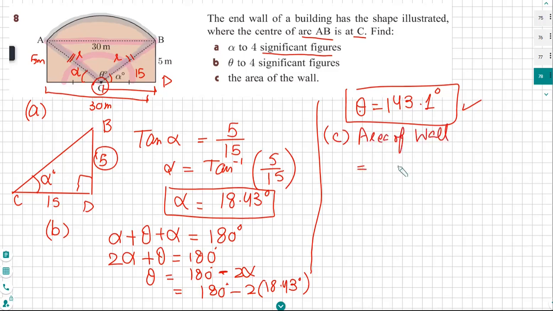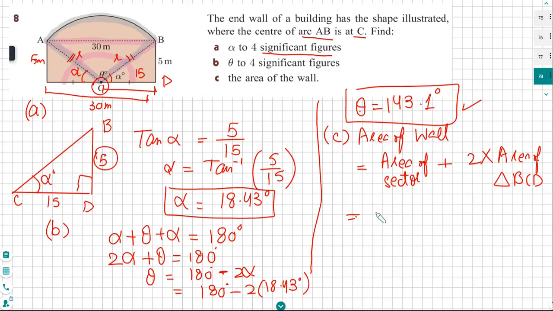So in part C, area of wall will be equal to what? Area of sector plus 2 times area of triangle. I'm just mentioning the name, triangle BCD, right? Okay, how to find the area of sector? Because the angles given are in degrees, I'm using the formula that has degrees, or alternatively you can convert the degrees into radians. Then you can use the formula 1/2 r square theta, right?